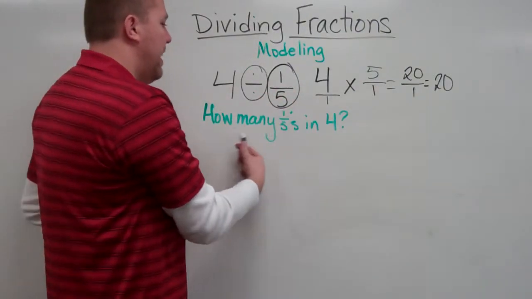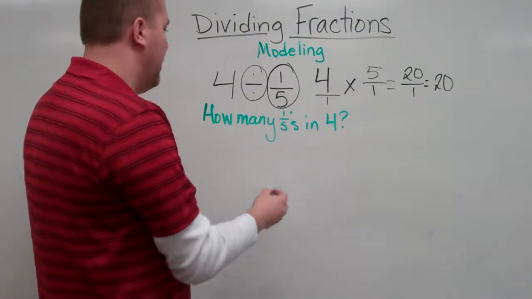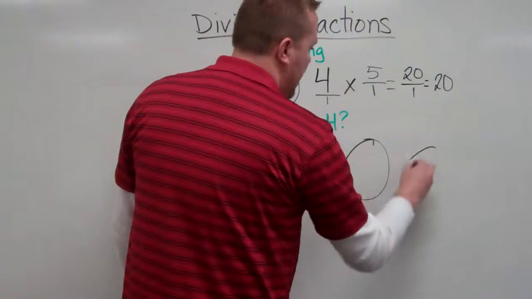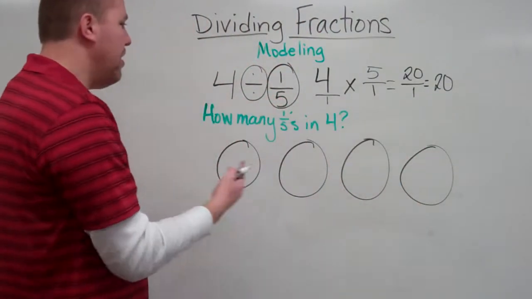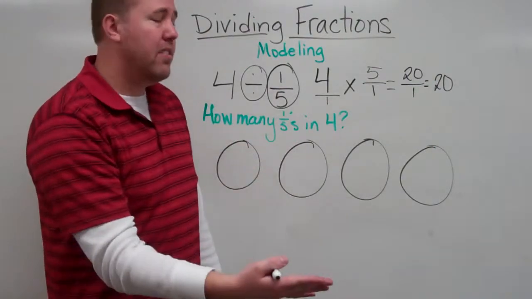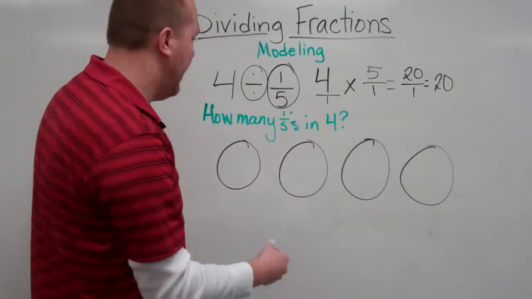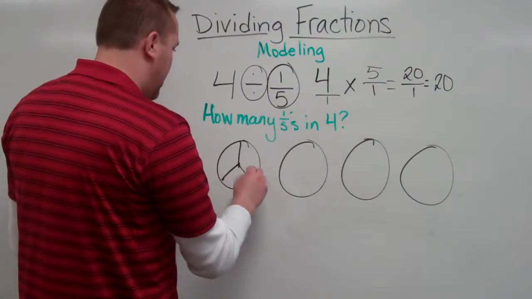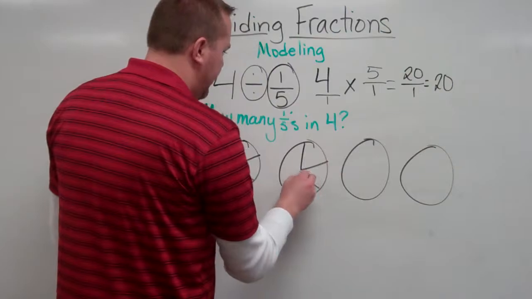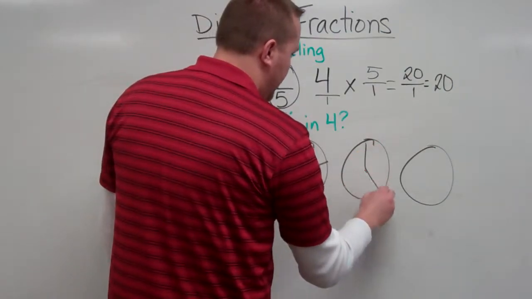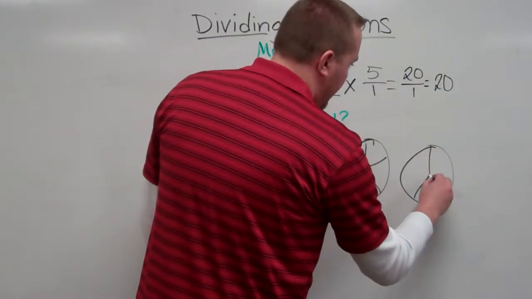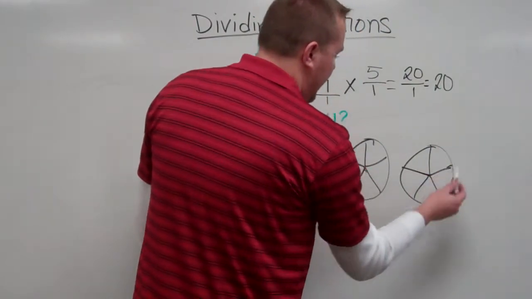Now, as we're asking how many fifths are there in 4, well, let's draw it out. We have a model here. Apparently I'm going with circles. So how many fifths are there in 4? If I'm asking how many fifths, I need to divide each whole by fifths. So let's divide by fifths. Oh yes, this is a beautiful division. Everything is exactly equal, just like fractions should be. Probably shouldn't have chosen fifths, but that works.